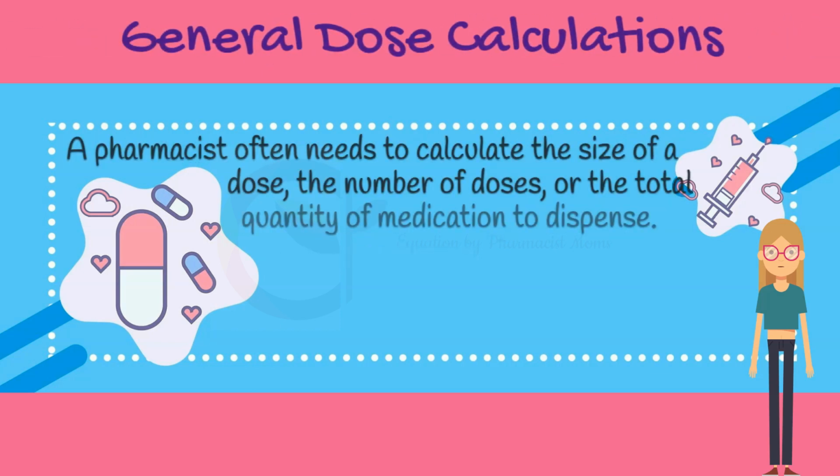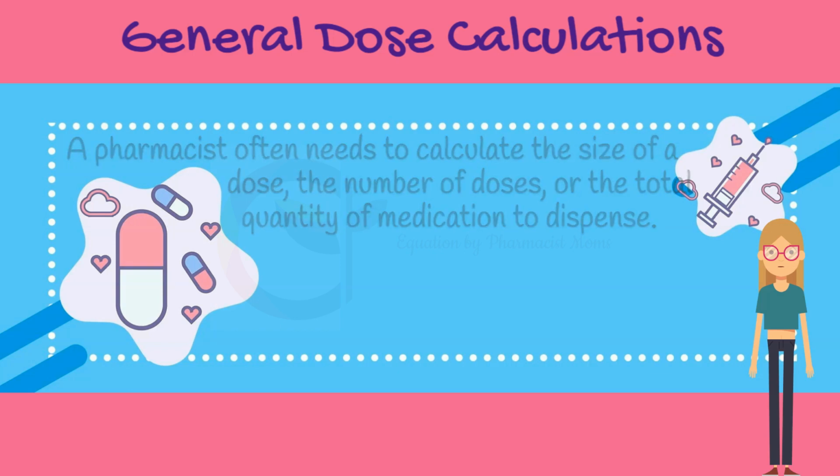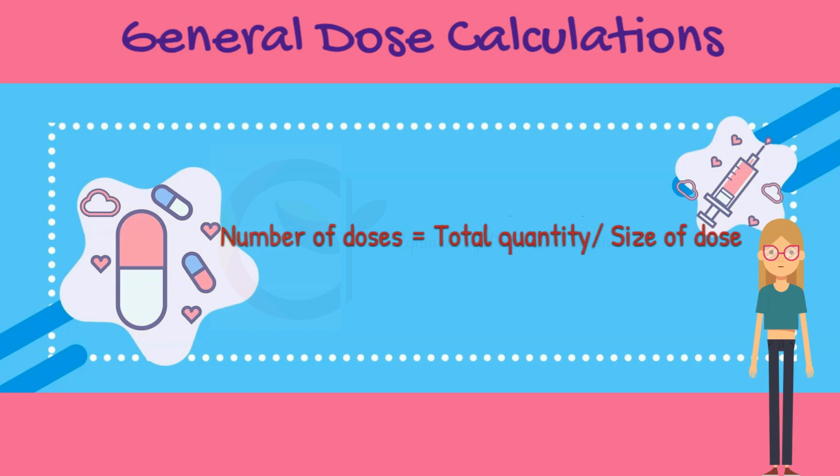A pharmacist often needs to calculate the size of a dose, the number of doses, or the total quantity of medication to dispense. For these calculations, this equation is useful, with the terms rearranged, depending on the answer required. In using the equation, the units of weight or volume must be the same for the total quantity and size of the dose.